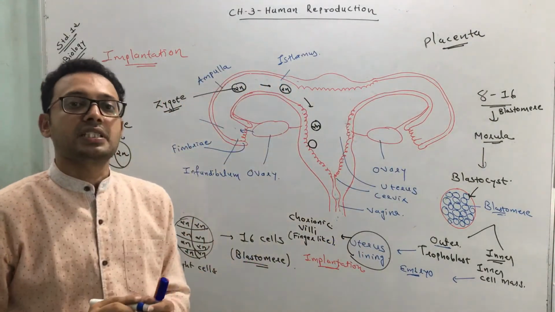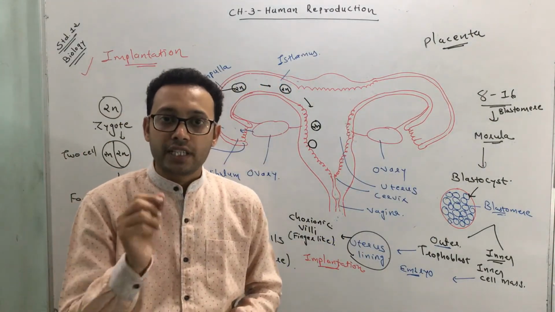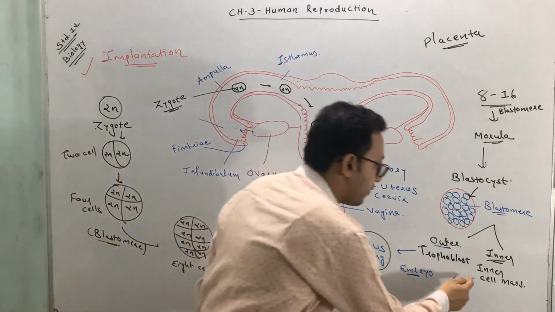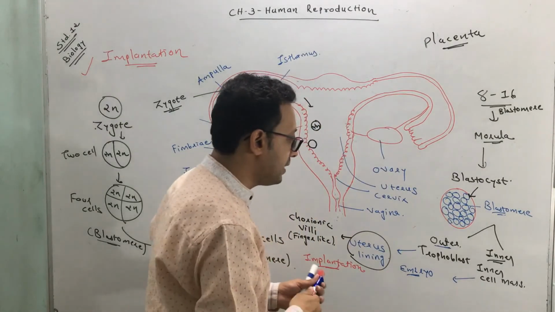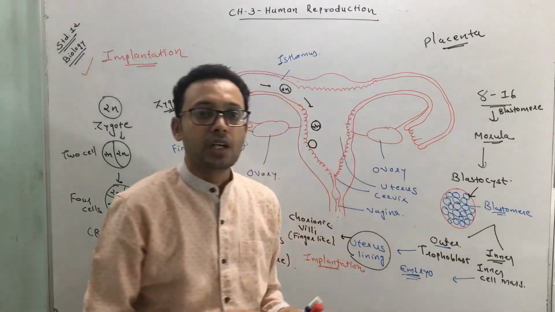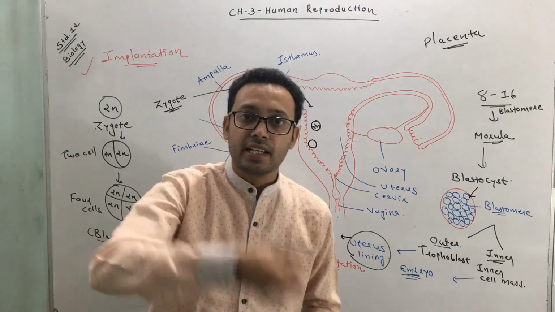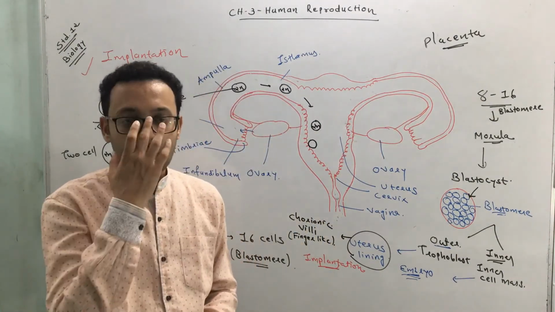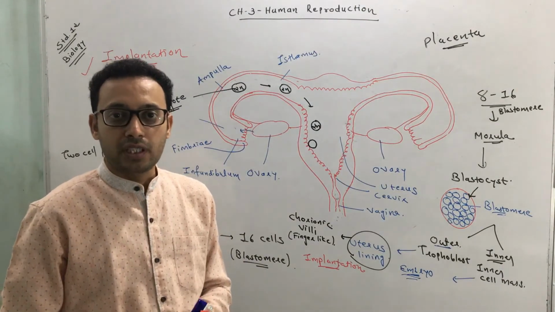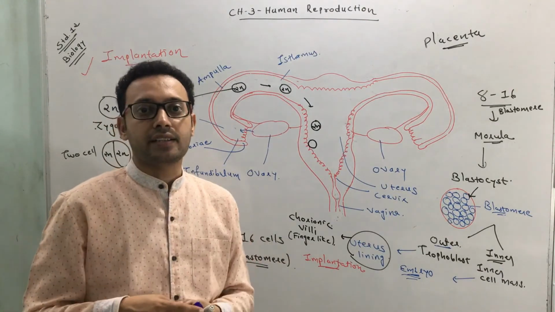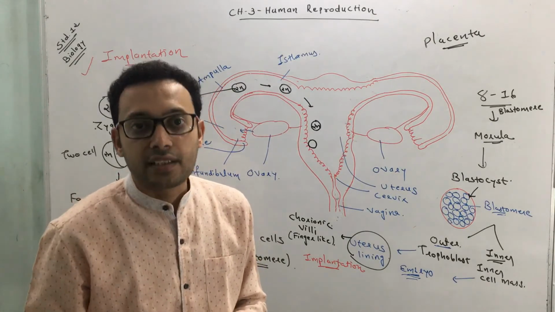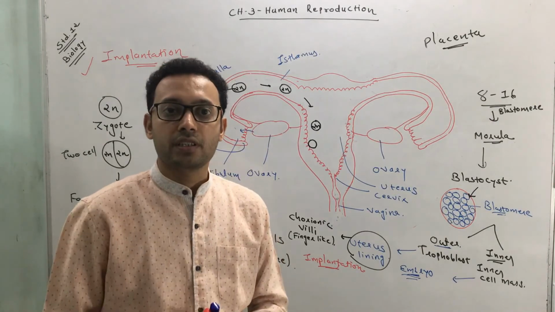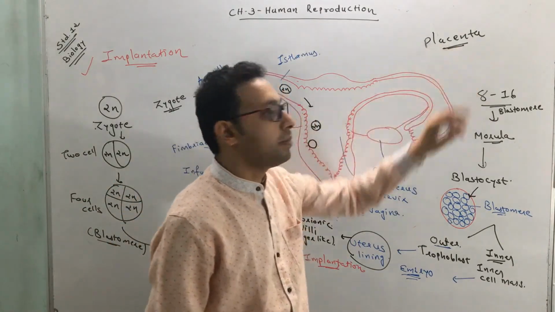This placenta will supply oxygen and nutrients to the developing embryo. Along with that, it will remove carbon dioxide and waste from the developing embryo. Thus there is a close contact between the fetus, the developing embryo, and the maternal body, the mother's body. And that is established through the placenta.